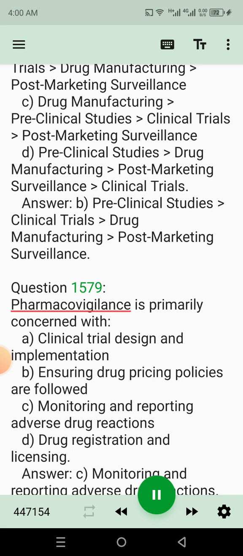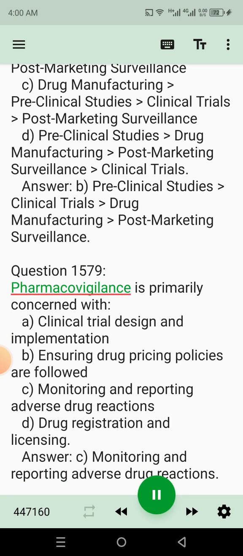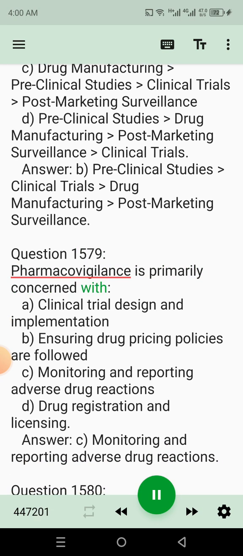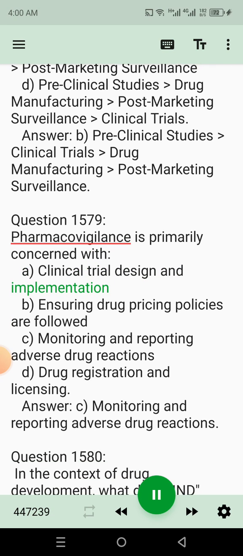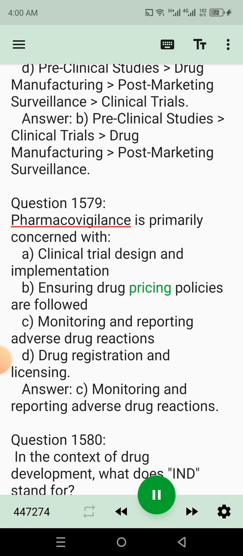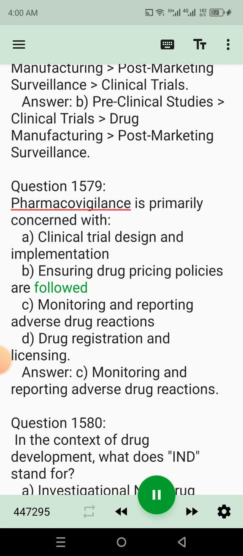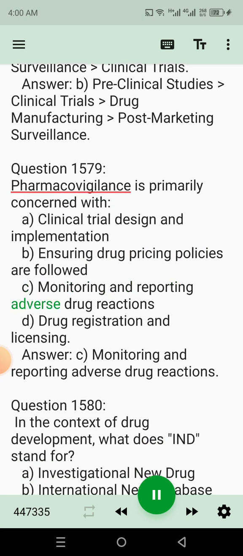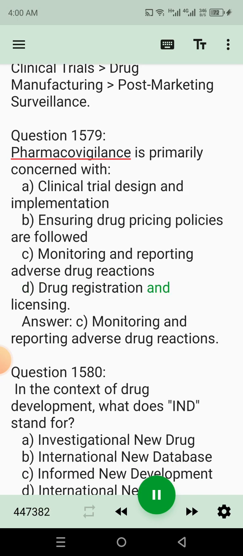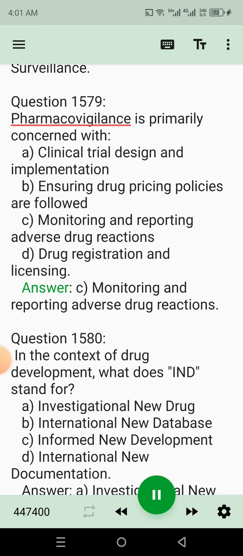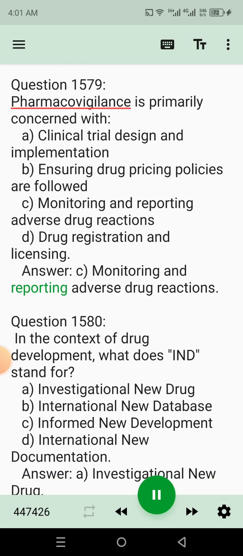Question 1579. Pharmacovigilance is primarily concerned with: A. Clinical trial design and implementation. B. Ensuring drug pricing policies are followed. C. Monitoring and reporting adverse drug reactions. D. Drug registration and licensing. Answer: C. Monitoring and reporting adverse drug reactions.